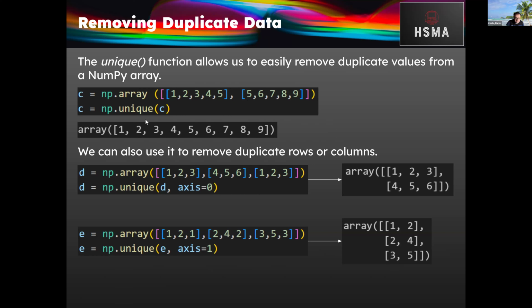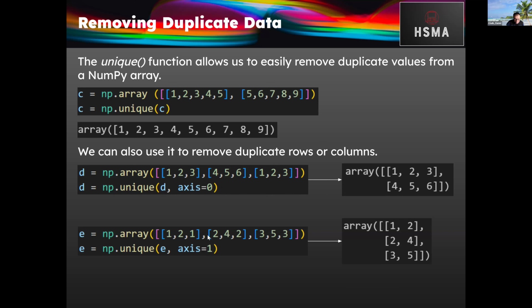And we can also use it to remove duplicate rows or columns. So here we've got a two-dimensional NumPy array that has a duplicate row. It's got this 1, 2, 3 twice. Maybe we don't want that. We can call np.unique, pass in the name of the array, and then if we say axis equals 0, it'll remove duplicate rows. So then we'd end up with 1, 2, 3, 4, 5, 6, and this second one would have gone. And we could do the same with columns as well.